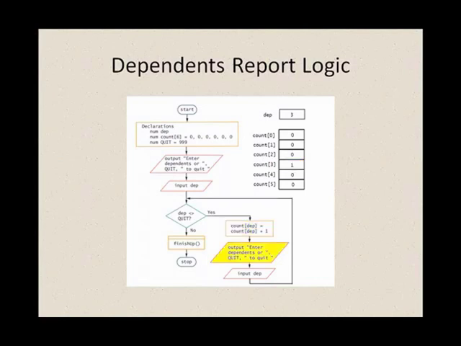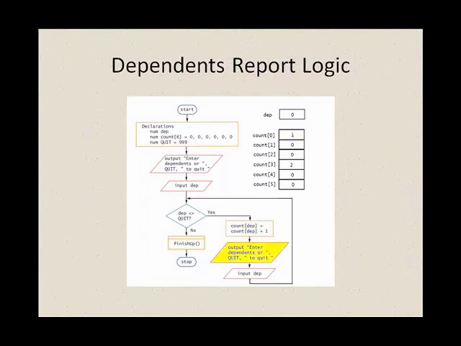Then you prompt the user to enter the next number of dependents, or quit if it's time to quit, and let's just assume the next employee also has 3 dependents. This value is not 999, so you add another 1 to count 3. Count 3 is now 2. Prompt the user again and assume the next employee record has 0 dependents. This isn't the quit value, so now you take count 0 and add 1 to it because the number of dependents for this employee is 0.